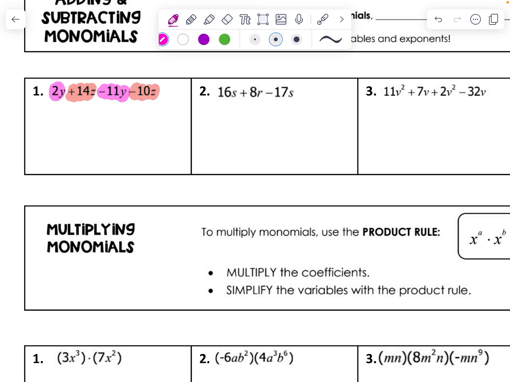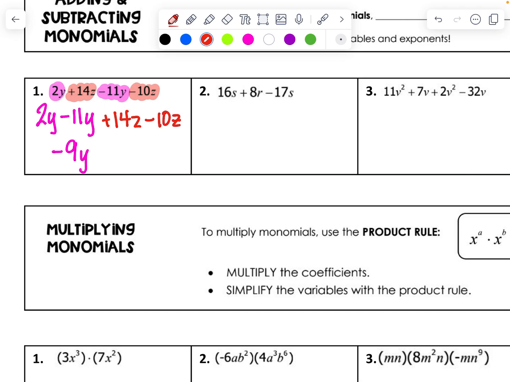I look at my Y's, everything that's pink, so I have 2 Y's and negative 11 Y's. I combine those to get negative 9 Y's. Then my red stuff, I have 14Z and a negative 10Z, which gives me a positive 4Z. That's my final answer because I can't combine any more terms.